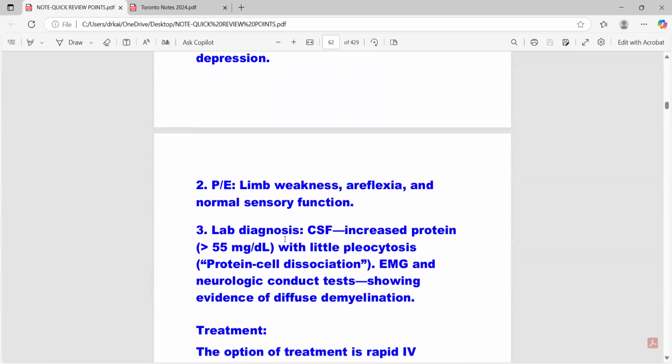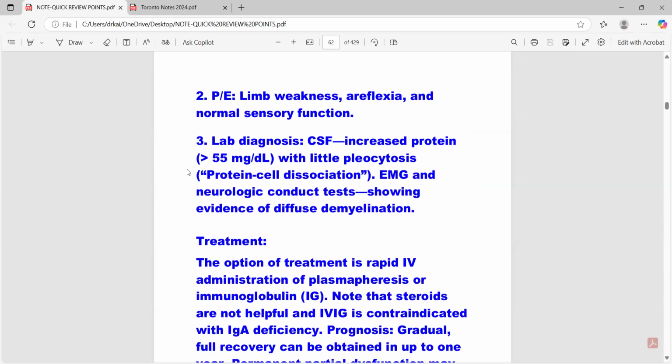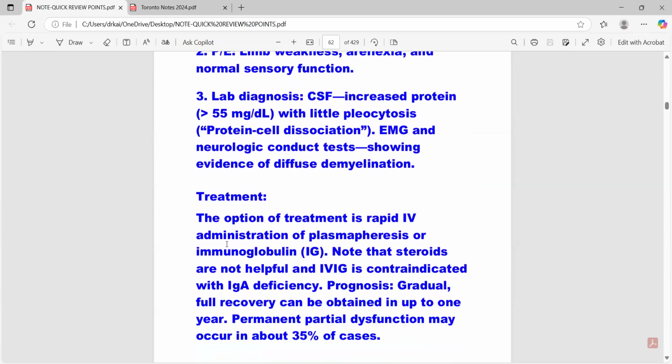And what are the lab diagnoses? Lab diagnosis is going for CSF, increased protein with the little pleocytosis, like protein cell dissociation, then EMG, and along with that nerve conduction tests we will do to show the diffuse demyelination. Then the treatment, the most common treatment is basically giving IV administration of the plasmapheresis.